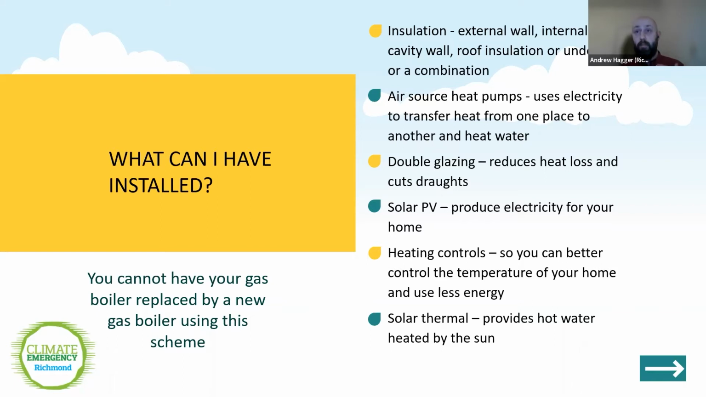Double glazing. This reduces heat loss and can cut drafts. There's also solar PV to produce electricity for your home. There's heating controls. This can be really important, so you can better control the temperature of your home and use less energy, especially when you've got zones within your home. So if you have a house upstairs and downstairs, you can heat the downstairs during the day if you're downstairs and not heat the upstairs until it's getting close to bedtime, and so you can reduce your energy use there. And then there's also solar thermal as well, which could provide hot water that's heated by the sun.